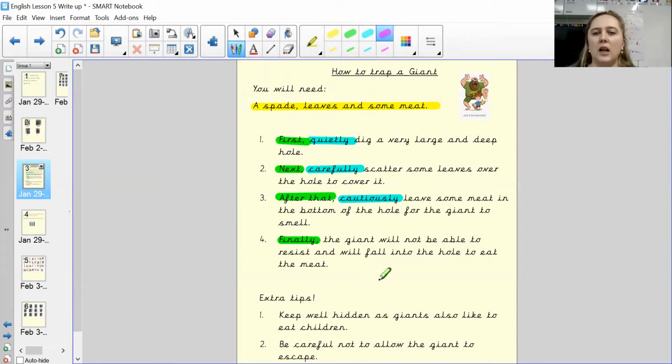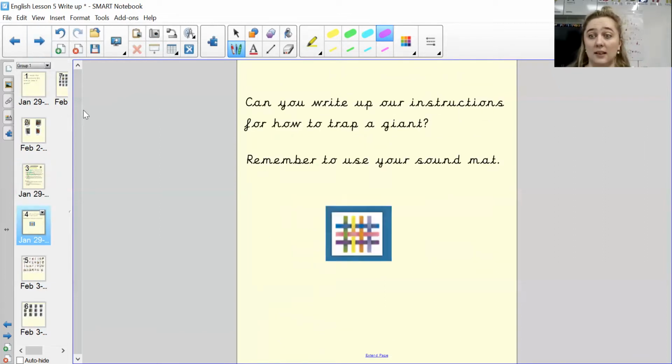Fantastic. And the very last thing that we already know is, well, 2 things. We need our numbers. We need to make sure we've got our numbers in there. We also need to make sure we've got our capital letters, finger spaces, and full stops. Okay, I'm going to be looking for all of these things in your piece of writing. Okay, so now we've remembered that, let's get started. Can we write our instructions on how to trap a giant?